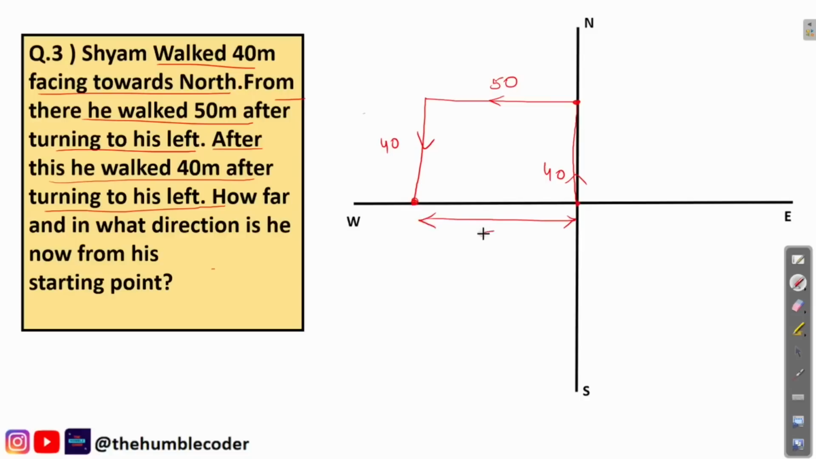So what is this distance? 50. And in what direction is he currently? He is currently to the west. The correct answer for this question will be 50 west, because two things are being asked, right? One is direction and the other is how far, the distance. So the correct answer is 50 west. Moving on now to our next question.